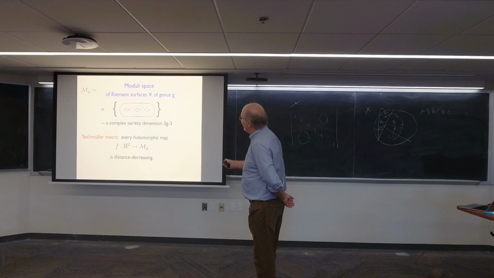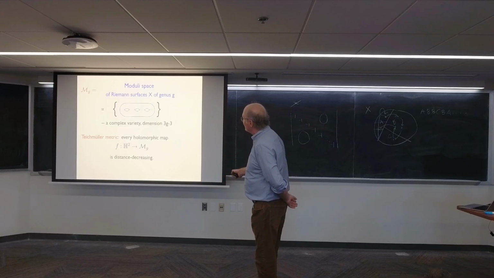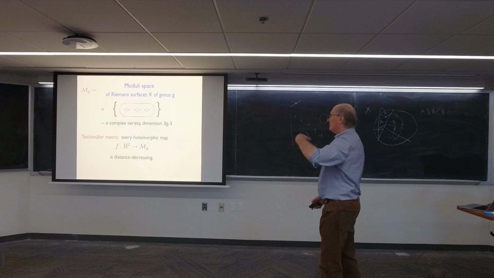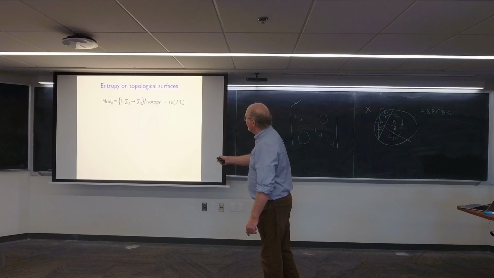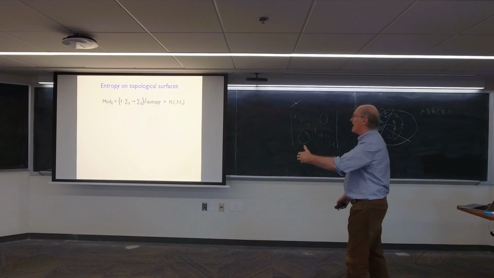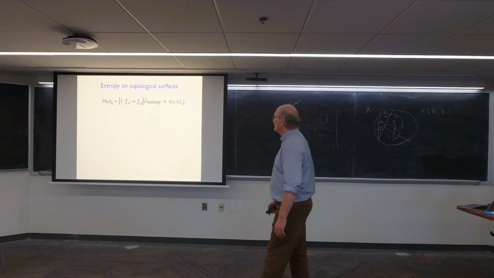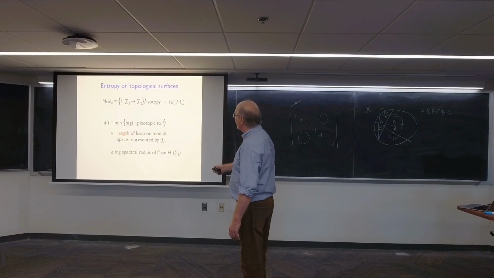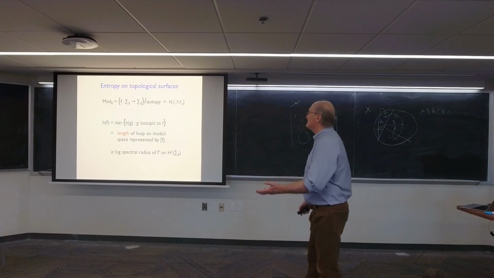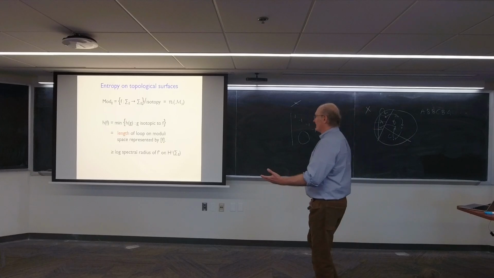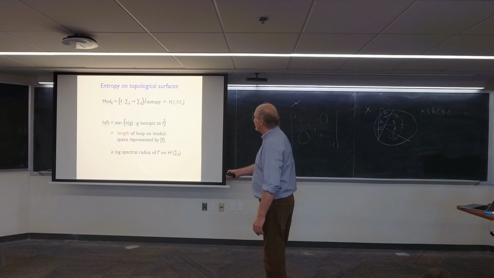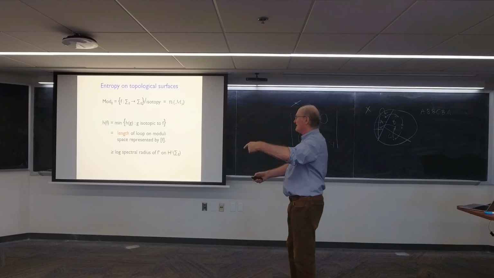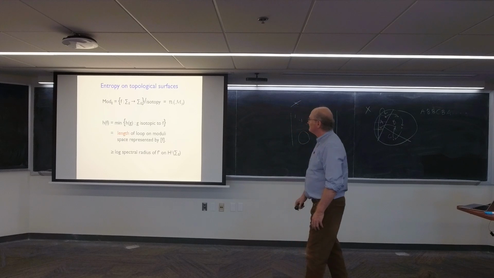This moduli space of all Riemann surfaces of genus g comes equipped with a natural metric, and we know what the elements of the fundamental group are. They can be described as maps of a surface of genus g to itself up to isotopy, the elements of the so-called mapping class group. And each of these mapping classes has an associated entropy, which is the minimum entropy of a map isotopic to f. This has to do with the theory of pseudo-Anosov mappings that's developed by Thurston and others. And this entropy is essentially the length of the loop on moduli space represented by this element of pi 1.